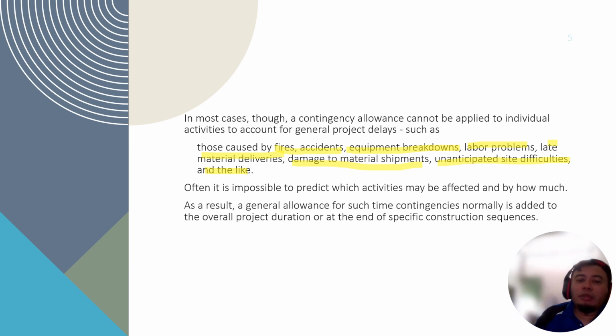As a result, a general allowance for such time contingency is normally added to the overall project duration or at the end of a specific construction sequence. Usually we add at the end of a construction sequence, let's say at the end of piling work, more days if we expect some contingency, or to the overall project duration. Once you have finished the optimum number of days for the total project, you add more days to the overall project duration, so that we can allow for such contingency.